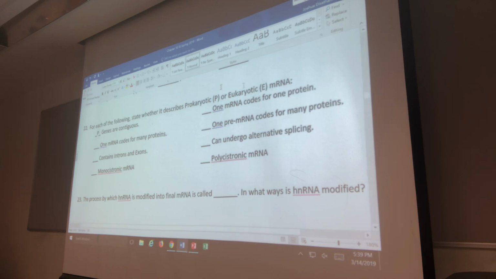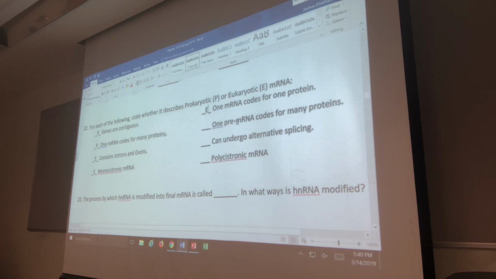Okay. Which of these organisms makes mRNA, where one mRNA can code for many proteins simultaneously? That is also prokaryotic. Good. Which ones have introns and exons in them? That is eukaryotic. Good. The phrase monocistronic mRNA is associated with which of these things here? That is eukaryotic, exactly. Okay. One mRNA can only code for one protein is eukaryotic.